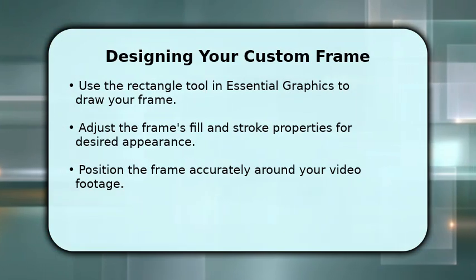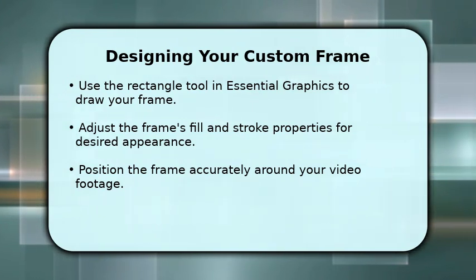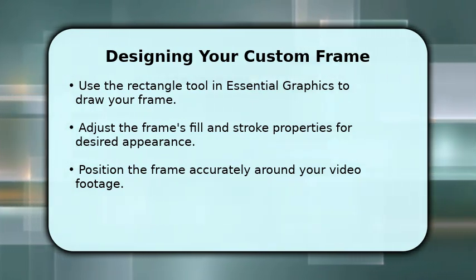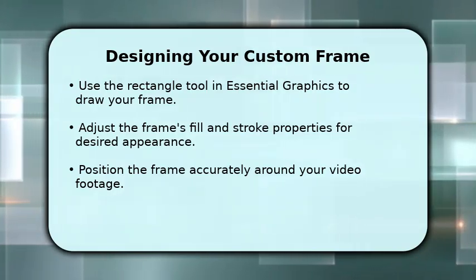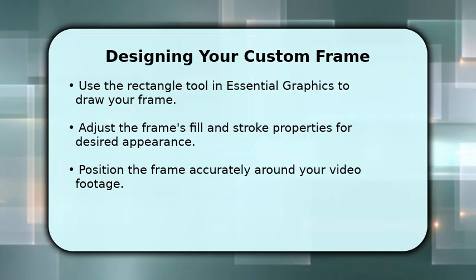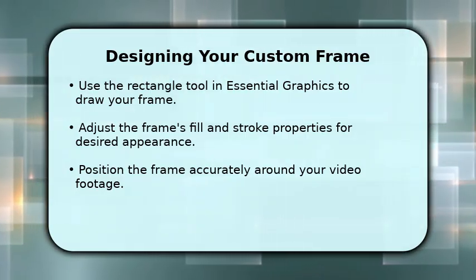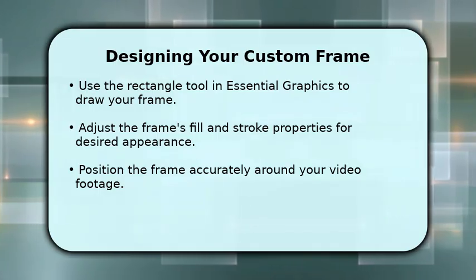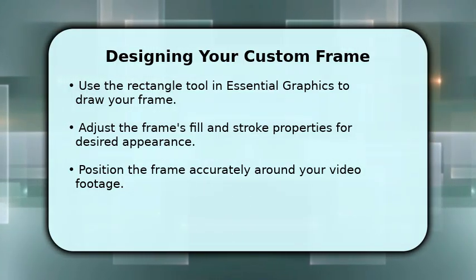First, navigate to the Essential Graphics panel and select the Rectangle tool. Draw a shape that covers your video, then adjust its size and position. Next, in the Appearance section, set the fill to 0% opacity. Then, enable the stroke option and choose your desired color and width, perhaps a clean white with a width of 10 pixels. This forms the basic structure of your frame.